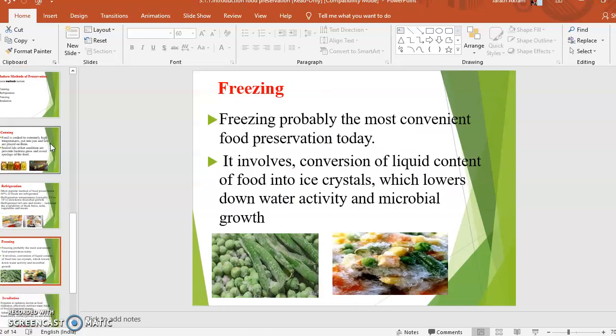The next method is the freezing method, probably the most convenient food preservation method. It involves conversion of the liquid content of food into ice crystals, which lowers the water activity and microbial growth and reduces spoilage of food. For example, meat and fish are preserved by this method.